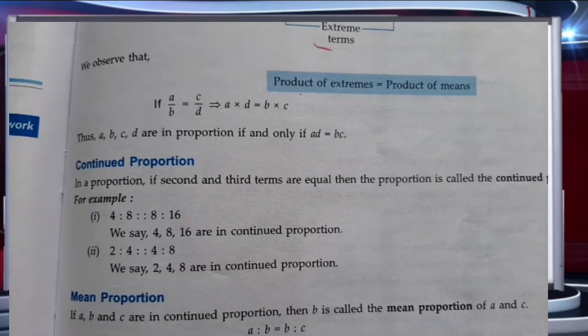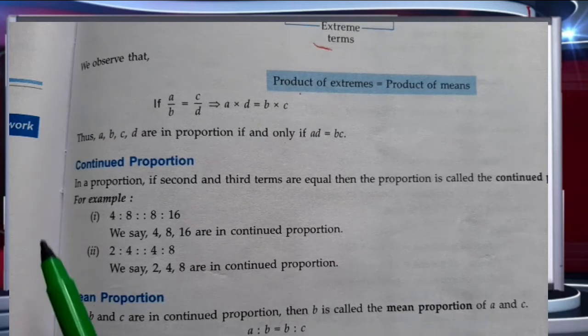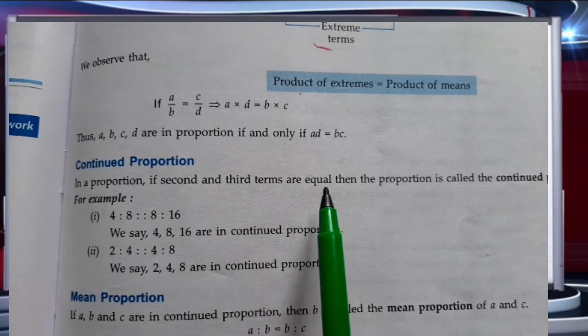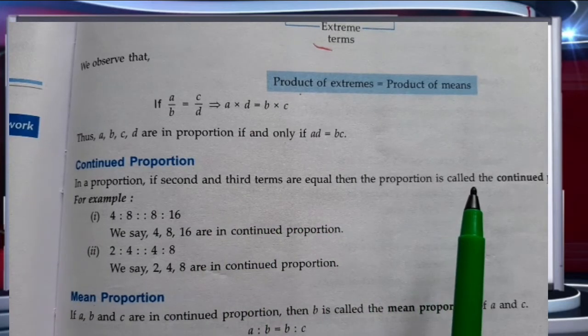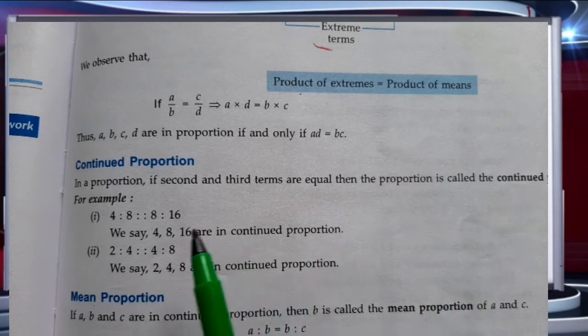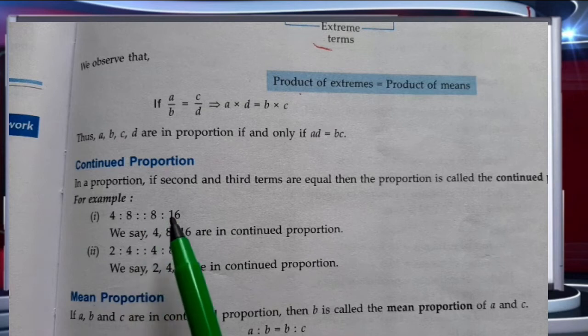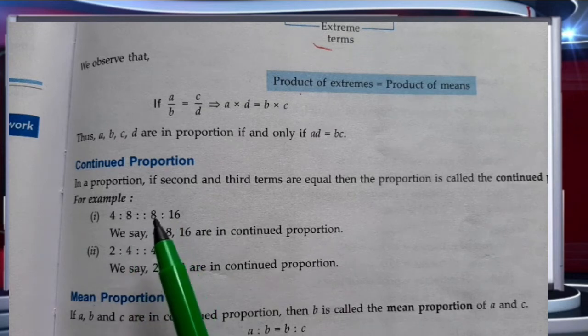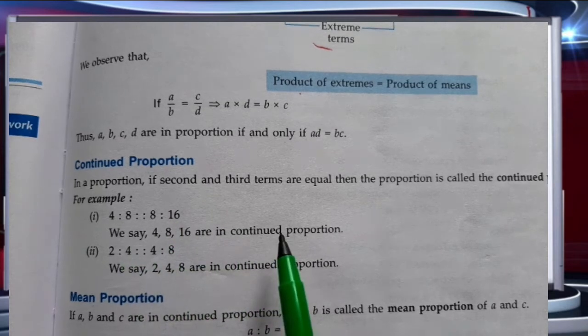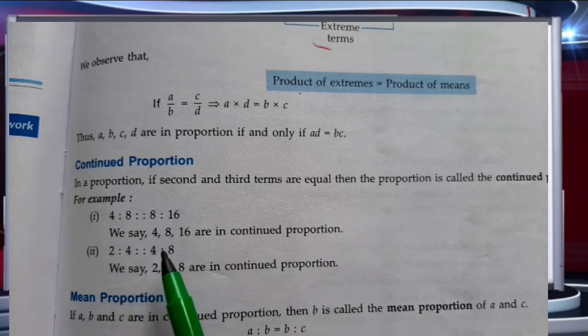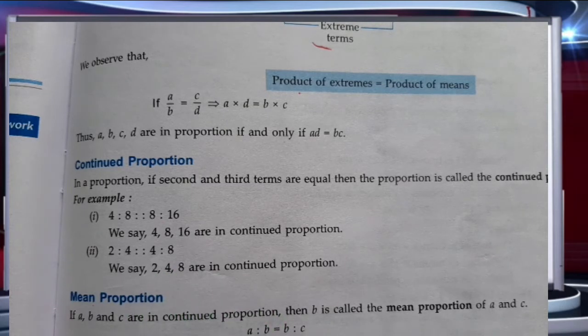For this, students, let us first understand what is continued proportion. In a proportion, if second and third terms are equal, then the proportion is called the continued proportion. See the example here, students. Here, this second and third term, they both are equal, 8, 8. So, it is continued proportion. Here also, you can see both the terms, second and the third term, they are equal, 4 and 4. So it is in continued proportion.